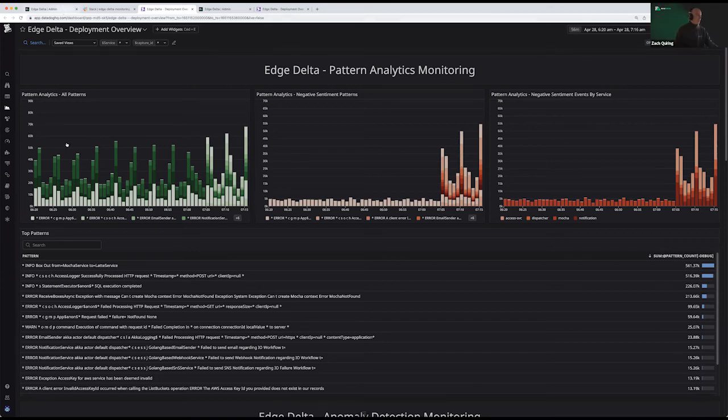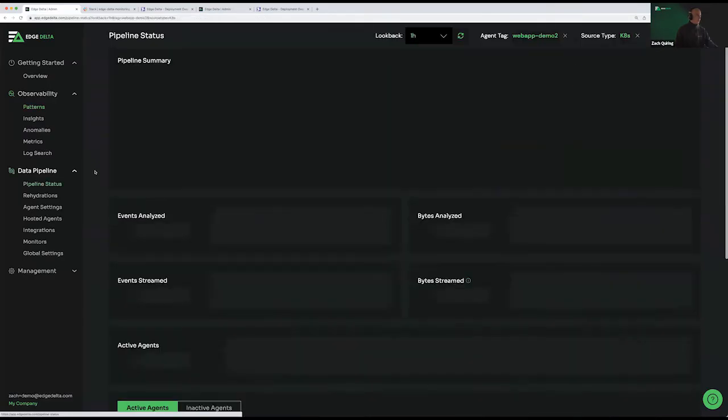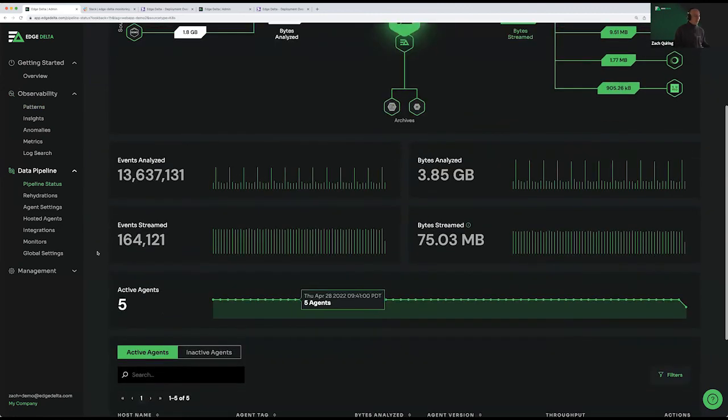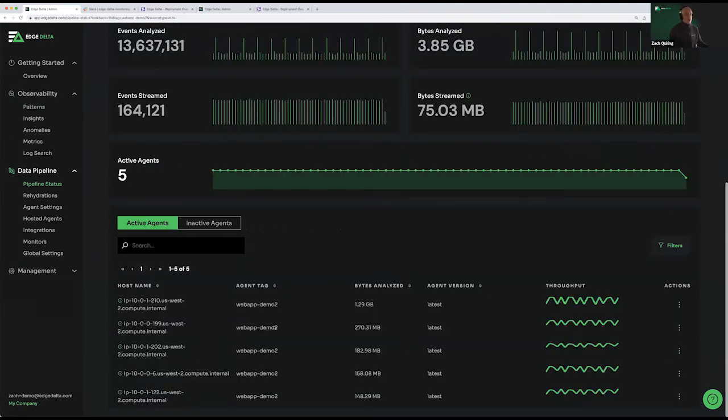Yeah, a lot of different capabilities in that regard. So, showing this pipeline status view here, this is showing us a few high level statistics of the general pipeline. But then from there, we can see things like where do we have agents deployed? How much throughput are we seeing? What version are they running? We can also check the individual health of any of these components.